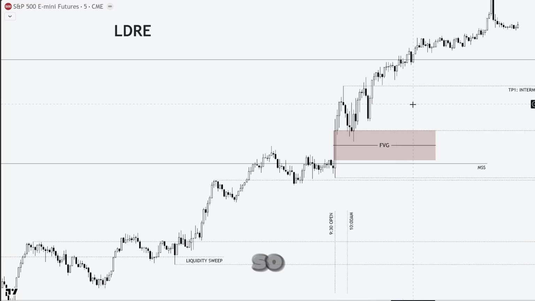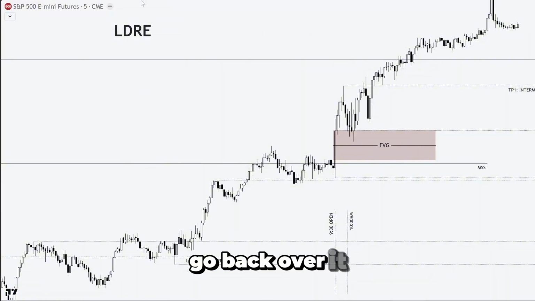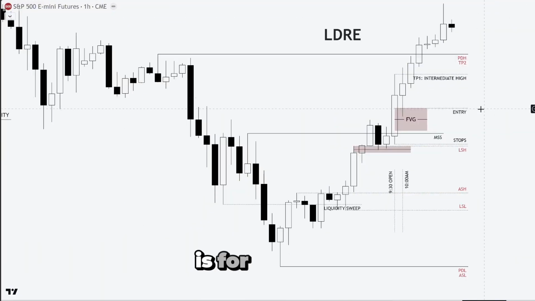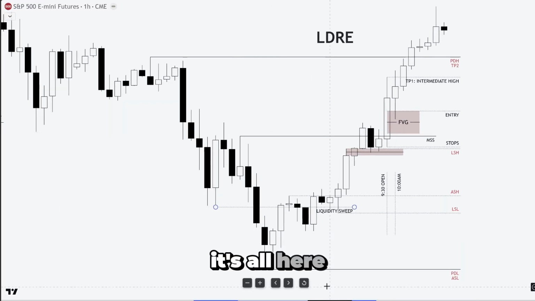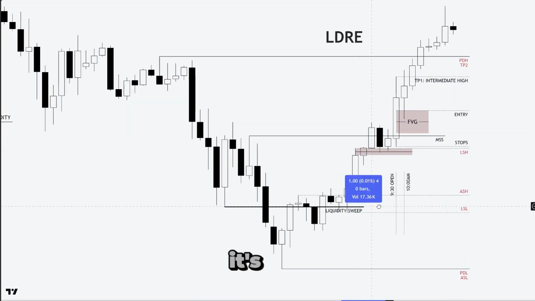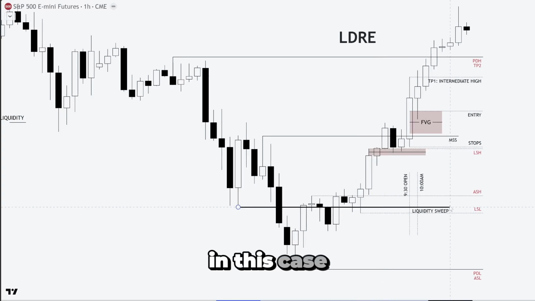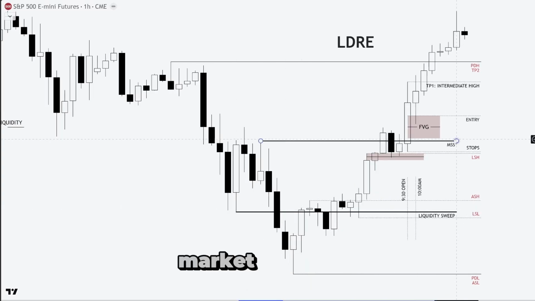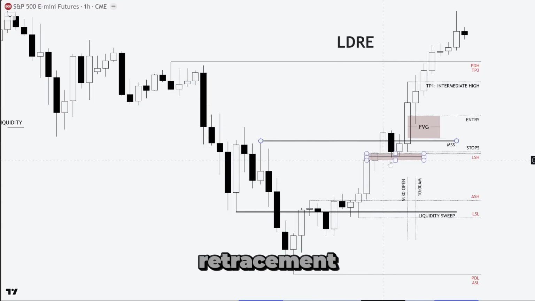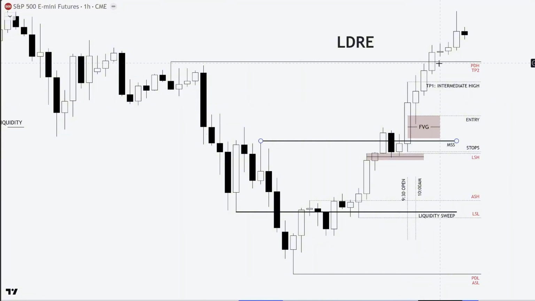So just so that we can go back over it, because the drill is for liquidity, displacement, retracement, expand. It's all here. We just found it. It's just on the hourly in this case. Liquidity sweep, market structure shift with a displacement, retracement into an imbalance, expansion out of that imbalance and towards the opposing liquidity pool, which is right here.